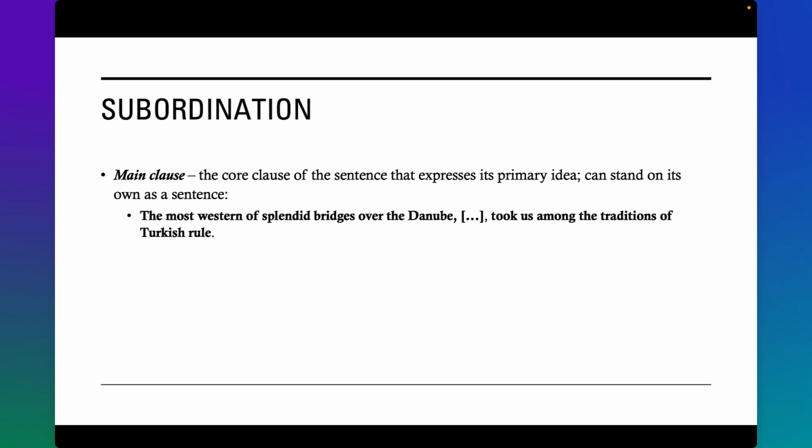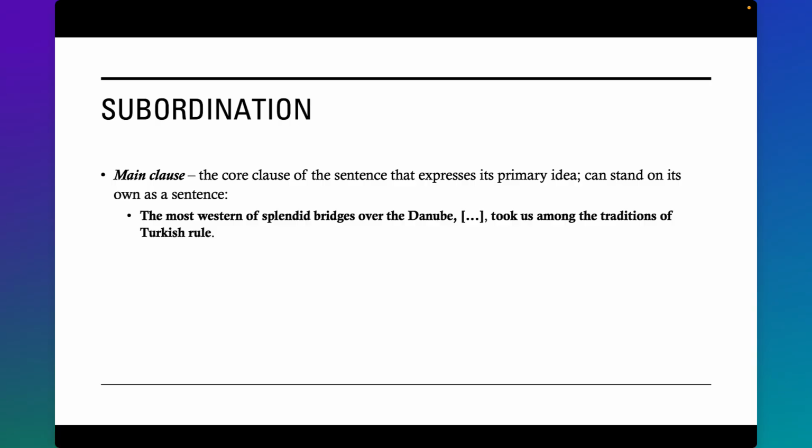A sentence with at least one subordinate clause is called a complex sentence. In a complex sentence, one clause must be the main one. The main clause contains the core idea of the sentence. It must have a finite verb, that is, a verb inflected for tense or carrying modality, and it can stand on its own as a sentence.